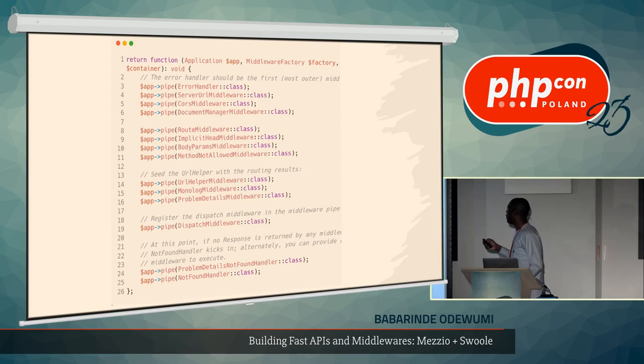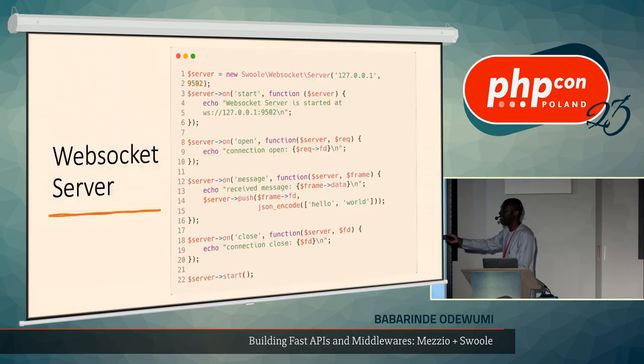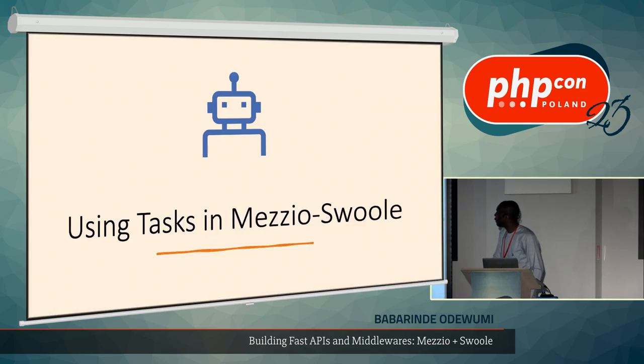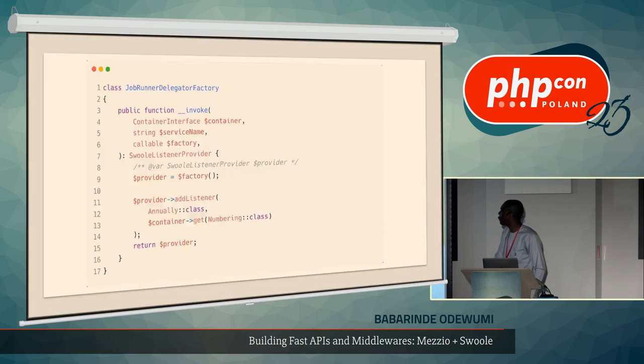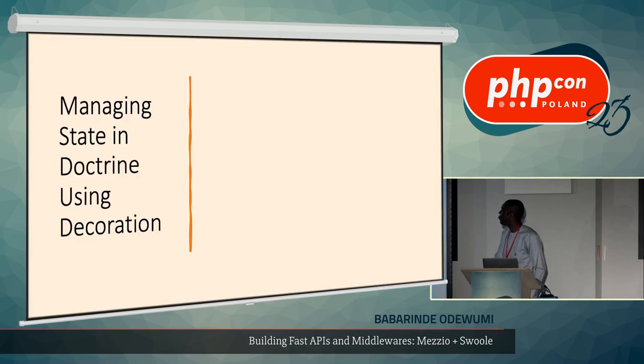Okay, so in our situation, every time a request is coming, I showed this pipeline earlier. Anytime a request is coming to our middleware, any new request, we always call this document manager middleware to help us manage the current state of our document manager, just to be sure whether the document manager is still alive or is dead. And that document manager middleware is somewhere down here. Sorry.